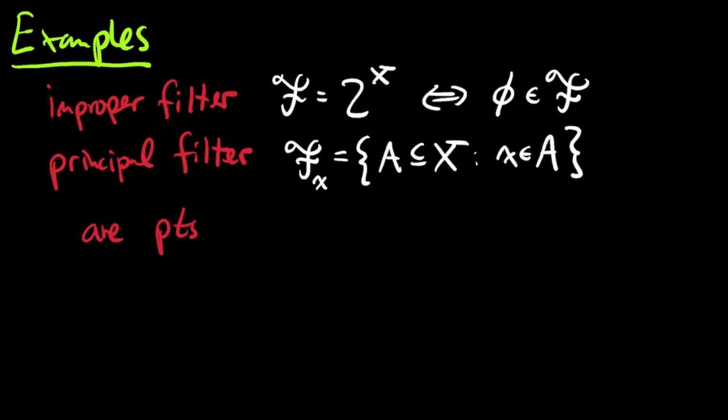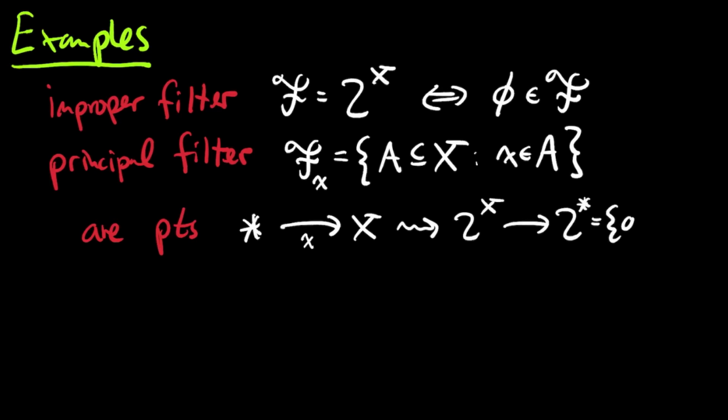Now, I think of principal filters as points because you can think of a point as a function from the one element set into X. And then you can pull back subsets of X to get subsets of the point, and that map from the power set of X to {0, 1} is exactly a principal filter.